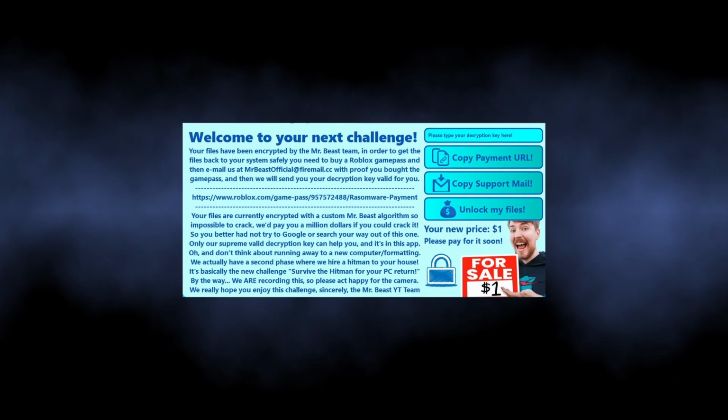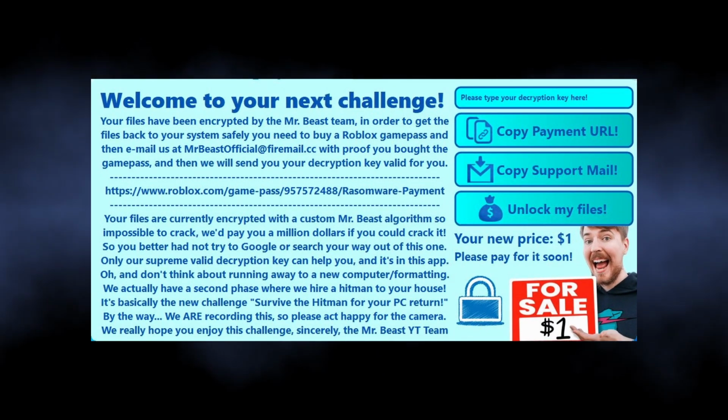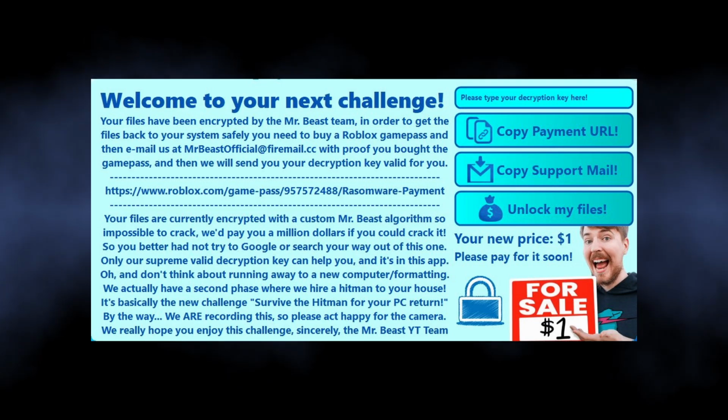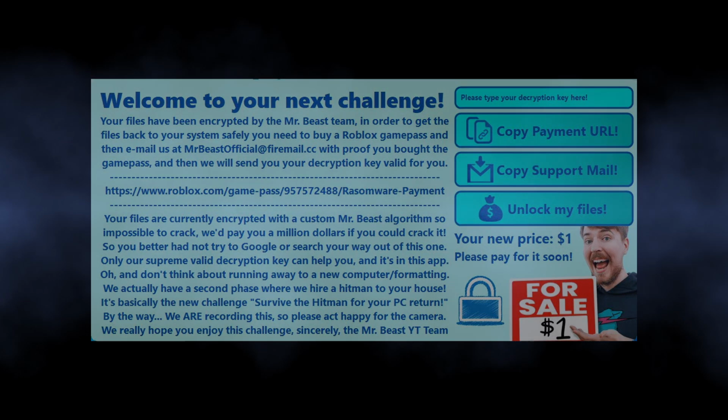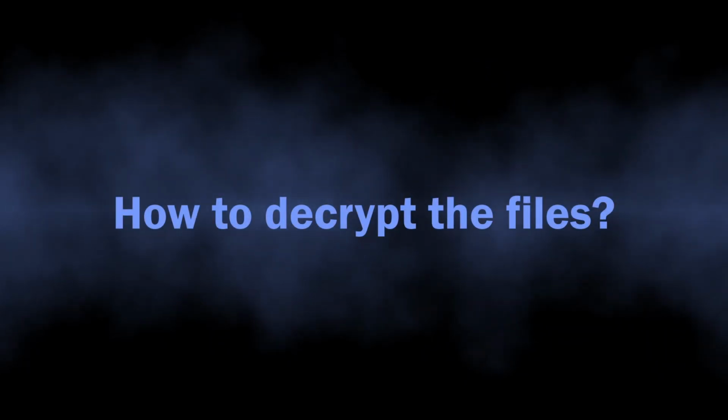Ransom note of this ransomware contains the information about what's happened, how to pay the ransom, and how to contact the frauds. Malware leaves it in every folder that contains the encrypted files. Let's talk about file recovery and decryption.